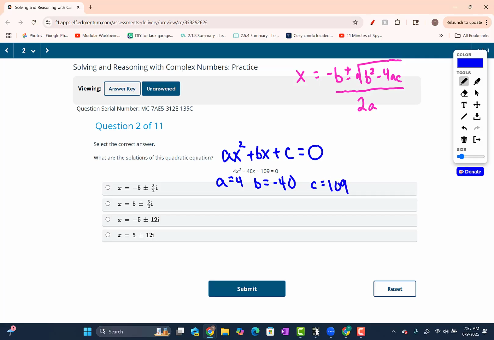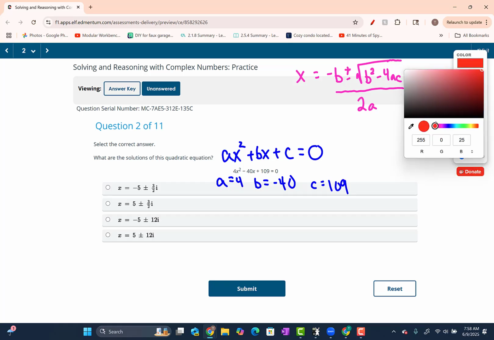So everywhere we see a b, we're going to replace it with a parenthesis negative 40. I always like to use the parentheses just to keep the problem nice and tidy. Everywhere we see an a, we're going to replace it with a positive 4 in this problem. And then everywhere we see a c, we're going to replace it with a parenthesis 109. So let's go about doing that.